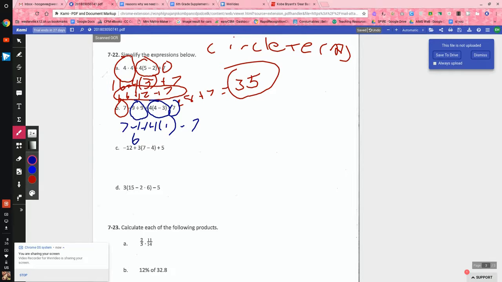7 minus 1 is 6. I have then dropped down my plus 4 minus 7. 6 plus 4 is 10. And then 10 minus 7 is equal to 3.